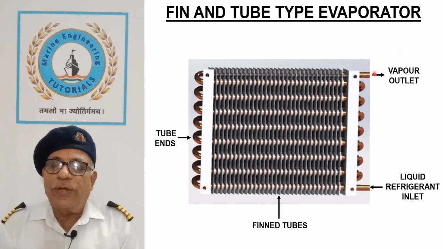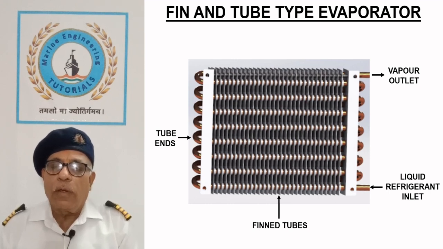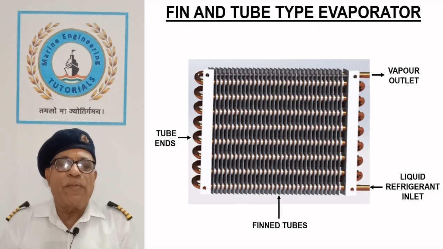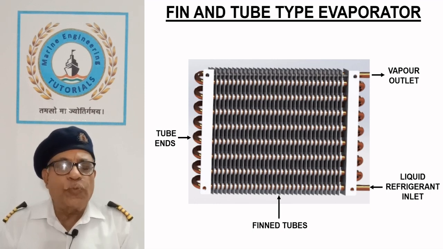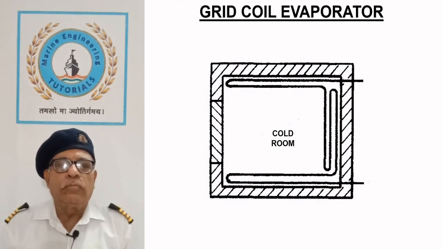The evaporated refrigerant is then drawn out of the evaporator by the compressor. Compressor maintains the evaporator pressure and corresponding temperature, which is achieved by varying the compressor capacity.